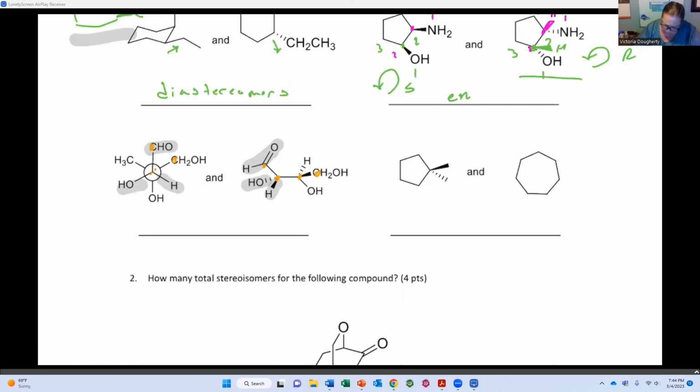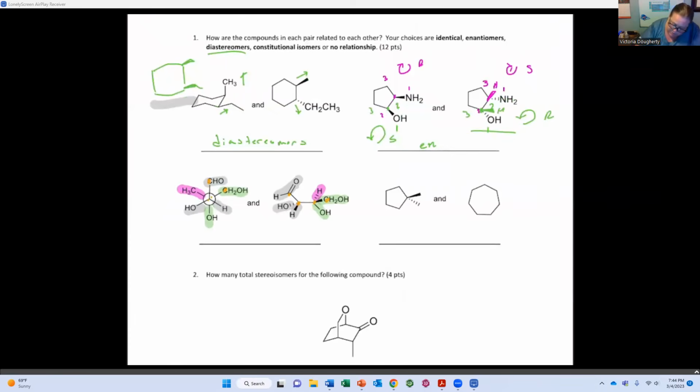So far, so good. I go around on the back side. This OH is this OH. This CH2OH is this CH2OH. But what I have here is a hydrogen, and here I have a methyl. So they're not the same. The compound on the left has one additional carbon. So by definition, they can't be constitutional isomers. The answer would be no relationship.